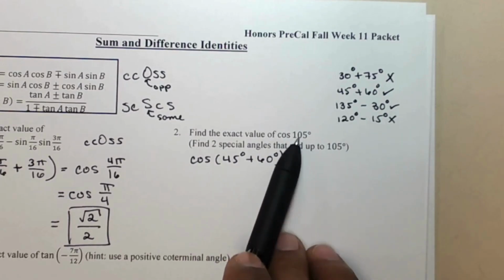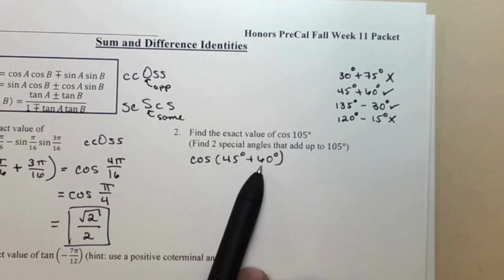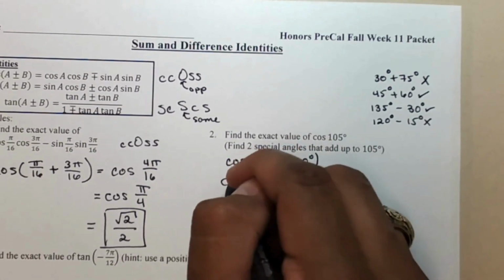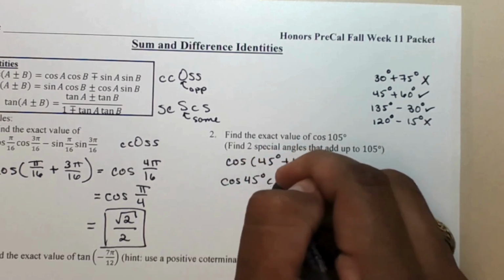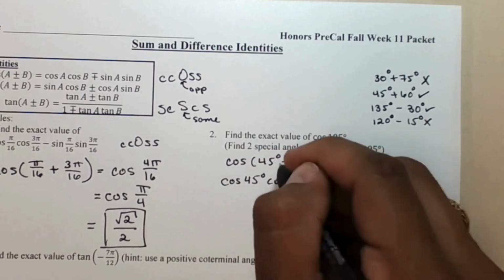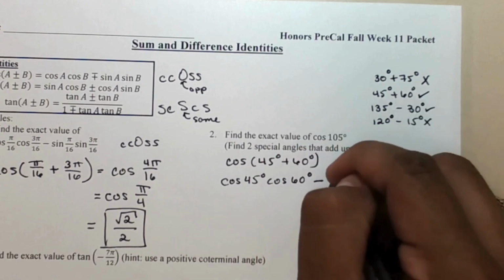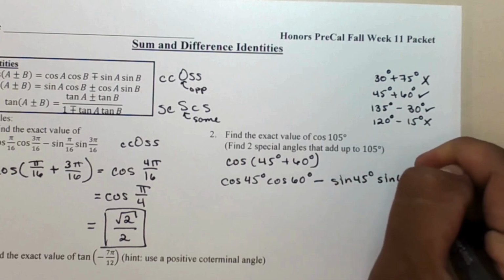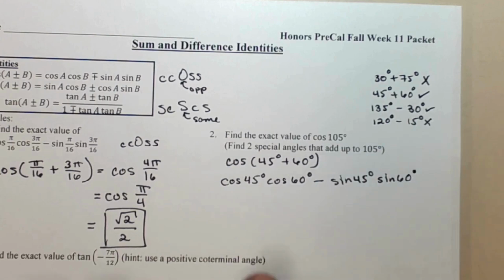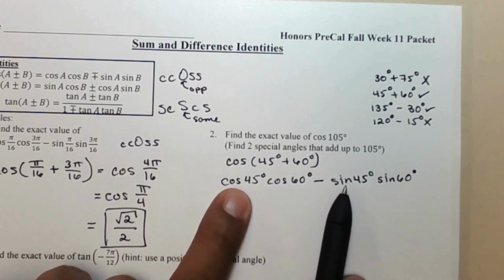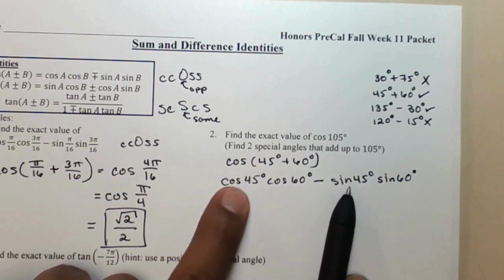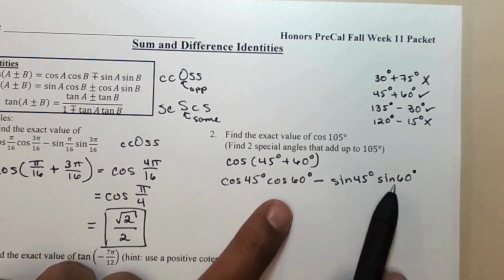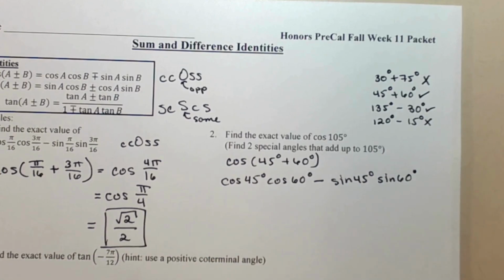So taking apart 105 into 45 and 60, I can then take it apart into my cos, where I'm going to do cosine of 45 and then cosine of 60. And then it's the opposite sign of the sines of each one of those. What's very important to understand about these sum and difference identities is that you should have sine and cosine of each of the angles: sine and cosine of 45, sine and cosine of 60. You can't have cosine and cosine of 60 in the same problem here.